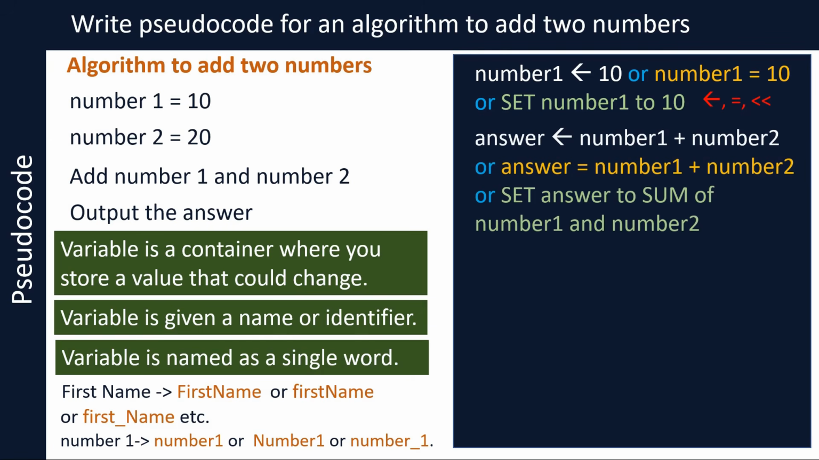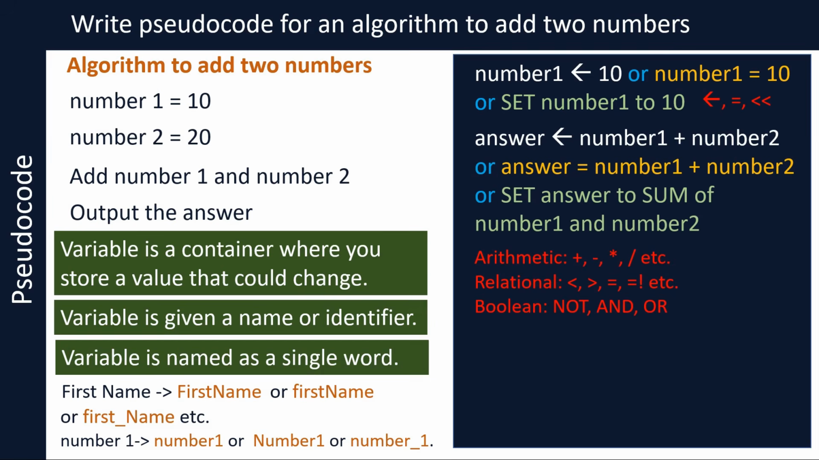The next step, where we are adding number 1 and number 2, could be written in pseudocode as follows. Here, in the first two styles, we are using the arithmetic operator plus to add two numbers and store the result in a variable named answer. Like flowcharts, the addition operation will be performed on the values stored in the variables called number 1 and number 2. Pseudocode uses arithmetic, relational, and Boolean operators to perform various operations. We will look at these in detail in a separate video.